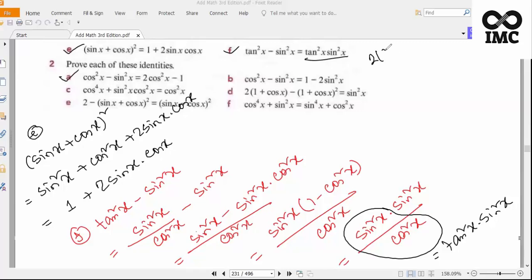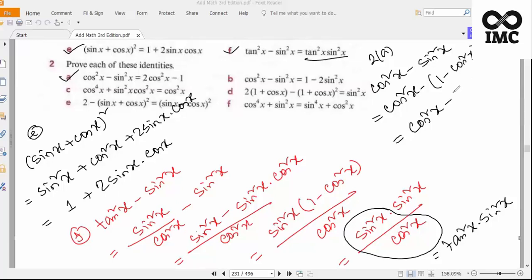Now 2a. 2a says prove each of these identities. cos²x − sin²x equals 2cos²x − 1. So cos²x − sin²x. Here we need to convert into cos²x. So instead of sin²x, we will write 1 − cos²x. So cos²x − (1 − cos²x). Then we can write cos²x − 1 + cos²x. So cos²x + cos²x will be 2cos²x − 1. And that is actually the right hand side.